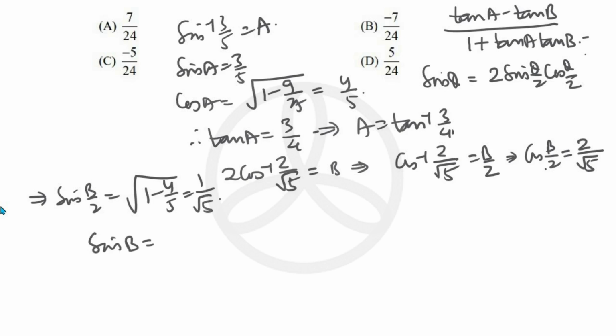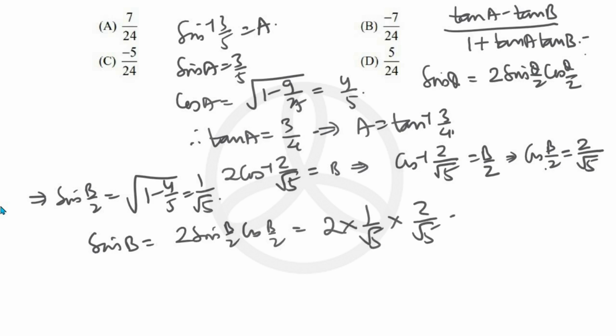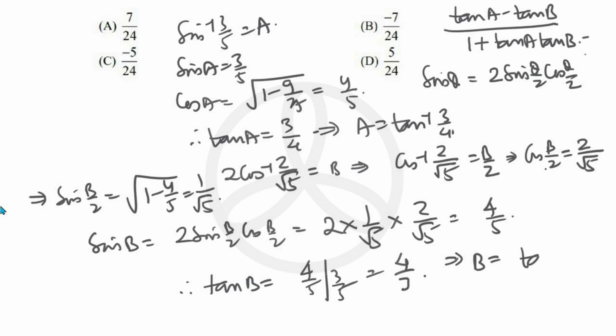Therefore sine b will be 2 sine b/2 cos b/2, which is 2 times 1 by square root of 5 times 2 by square root of 5. This is 4/5. Therefore, tan b will be 4/5 divided by 3/5 is equal to 4/3. This will give b is equal to tan inverse of 4/3.